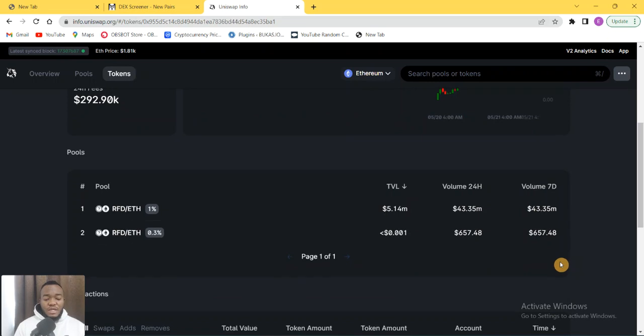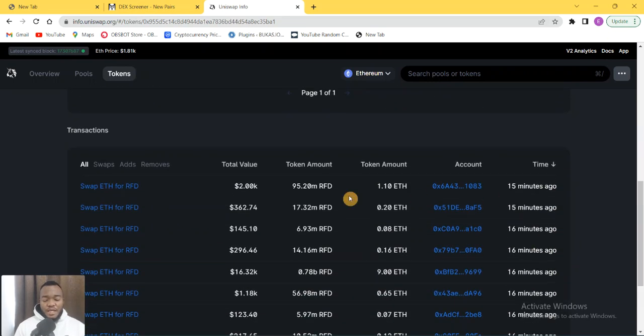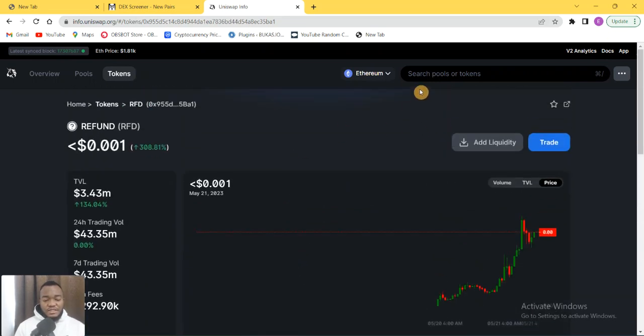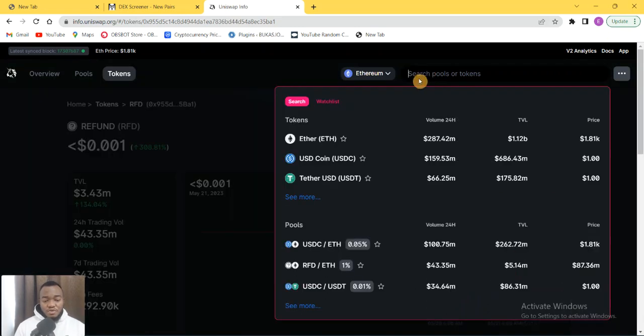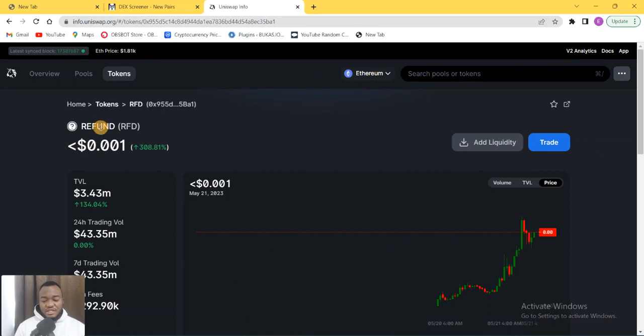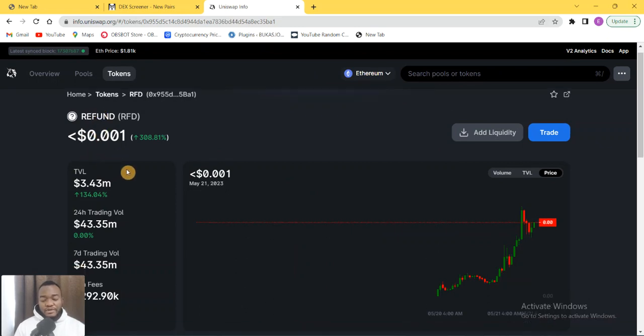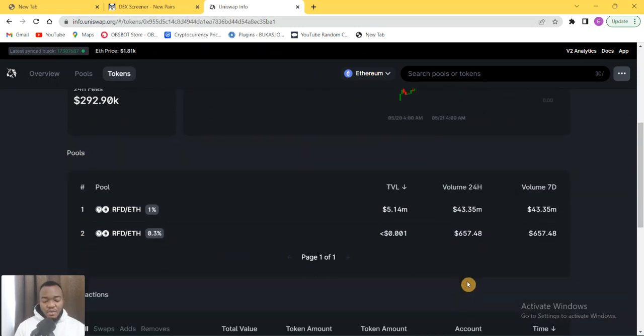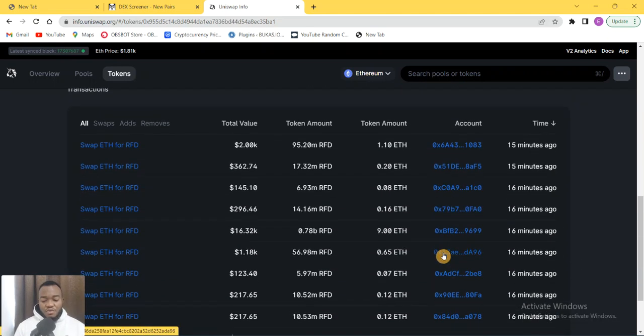Now, how do you know that you will be able to sell? When you come here, you put in the address or search for the token. You just put the name of the token, and this will help you search. Now, this particular token is called Refund. So I'll come down here to see whether people are able to trade it.